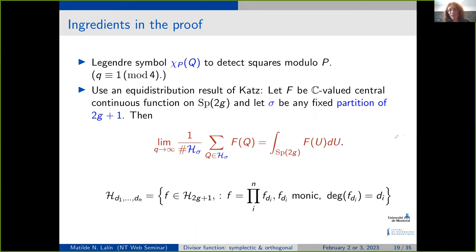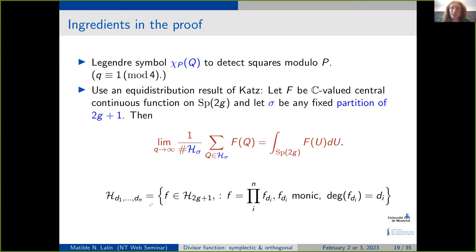And so it wasn't clear that this was symplectic. And then actually we went and asked Katz about it, and he thought for some time, for a few hours, and then he had a good answer about it. So it turns out that if we fix a certain factorization type, any factorization type within the square free polynomials of degree 2g plus 1, we actually get symplectic.